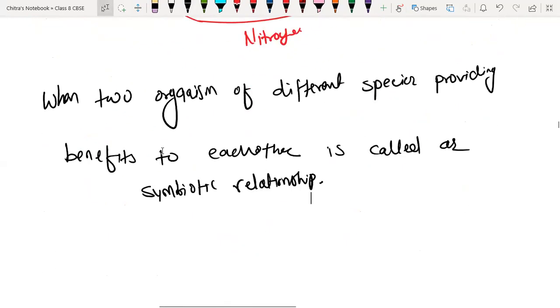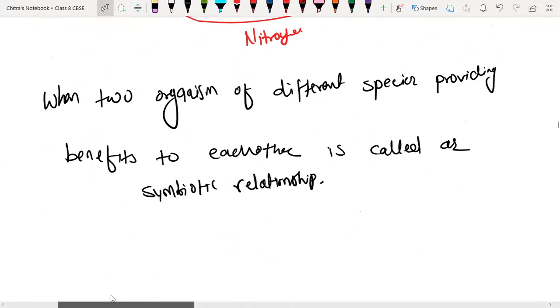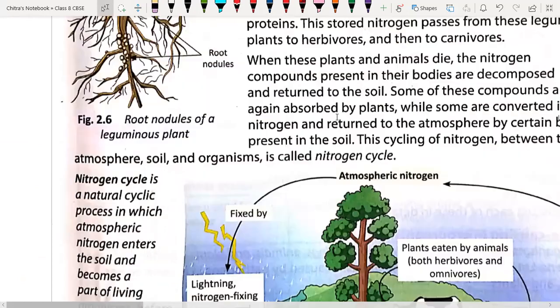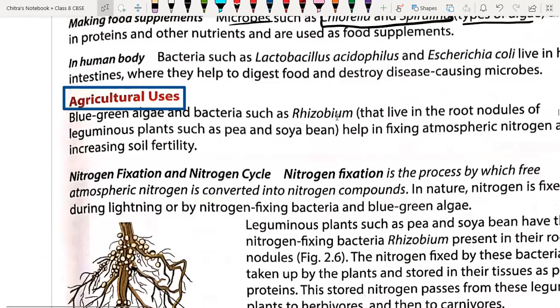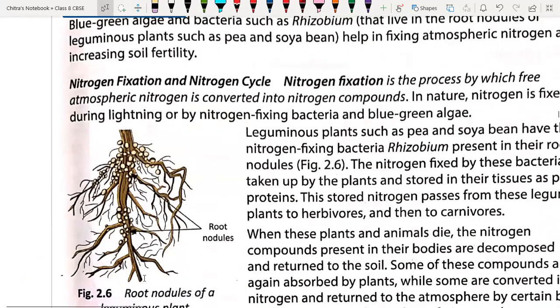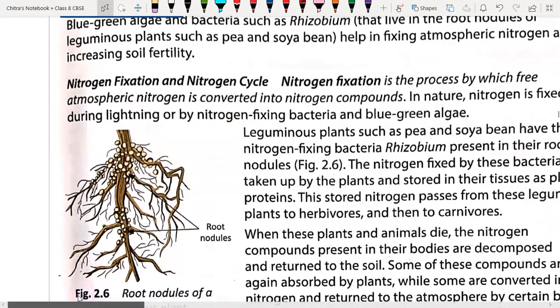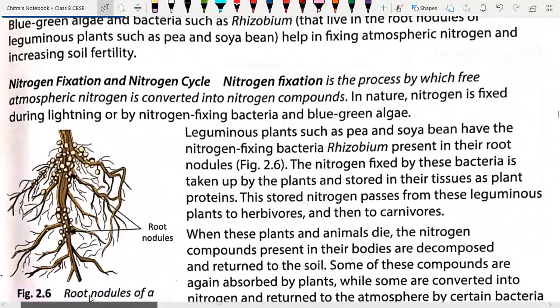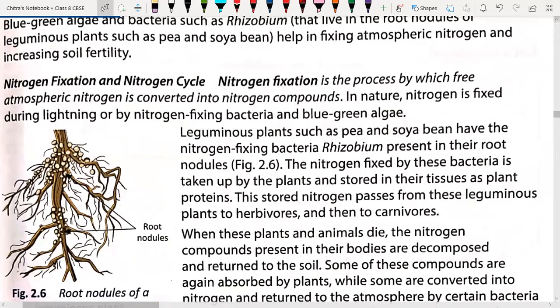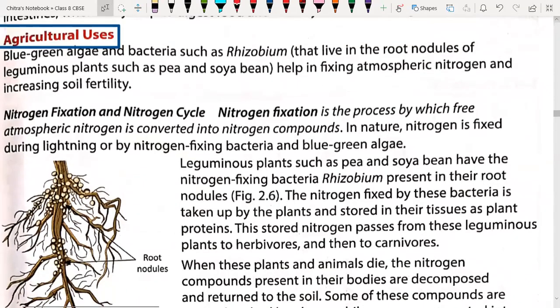So can we say here bacteria, being a microorganism, provides benefit to the plant, according to the part we are going to cover here, agricultural uses. Can we say that microorganisms are useful for plant growth also? Yes, sir. So I hope you have understood completely. Do you want to go through that theoretical part?